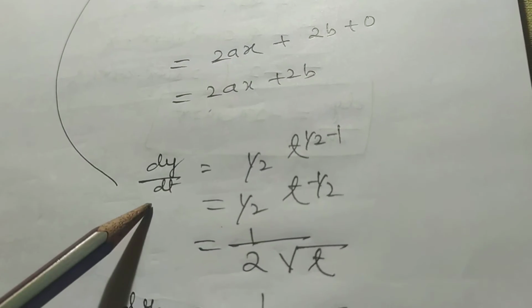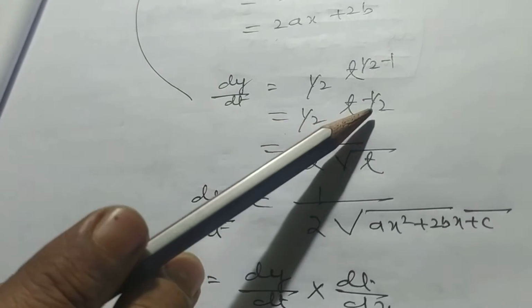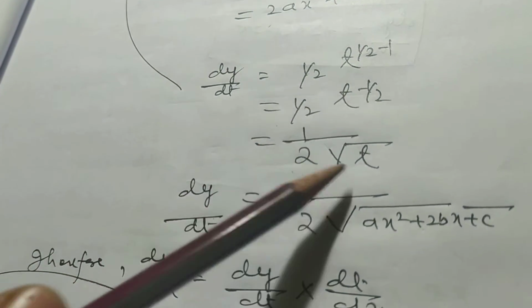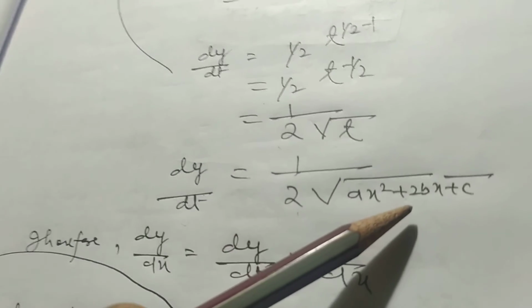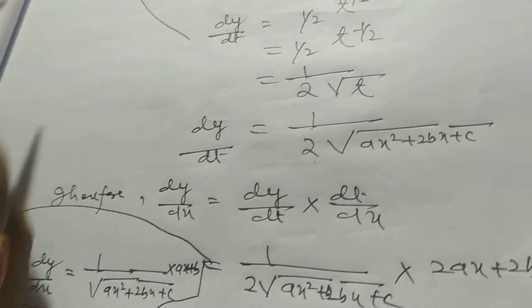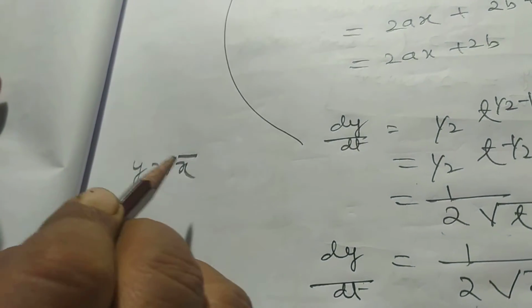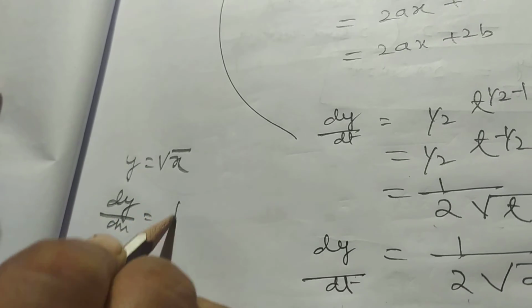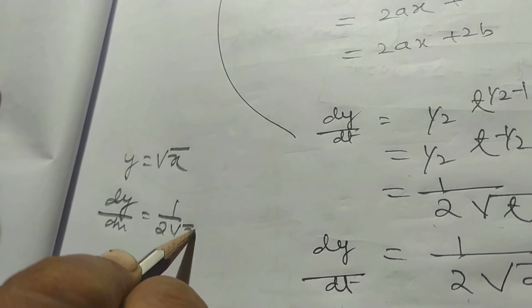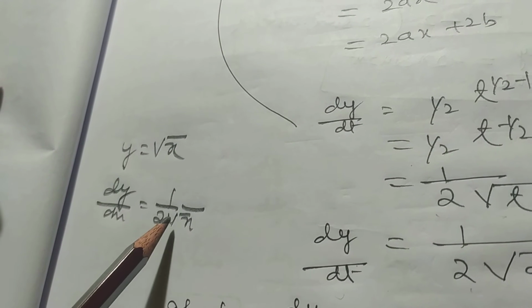Now dy by dt is equal to half t to the power half minus 1, half t to the power minus half. So half root t. So dy by dt is equal to 1 by 2 root over x square plus 2bx plus c. So my dear student, you must remember, if you have to differentiate y is equal to root x, then dy by dx is equal to 1 by 2 root x. You must remember the result.